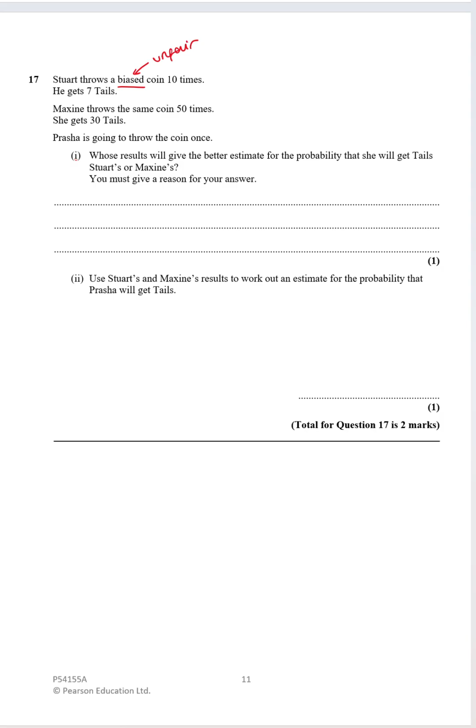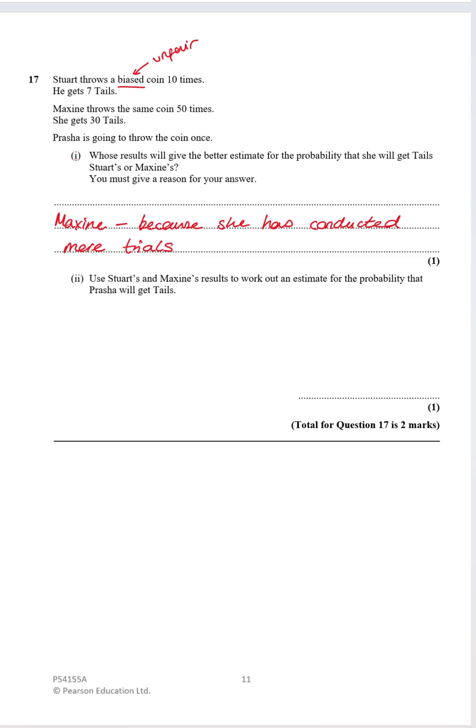Now, these questions are really straightforward. The answer is Maxine. And that's because she has conducted more trials. She's done it more times. More trials, that's quite scientific. She's done it 50 times, he's only done 10. So hers is more reliable. You can just write she's done it more times.